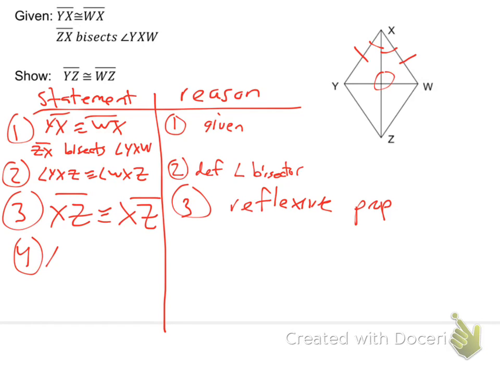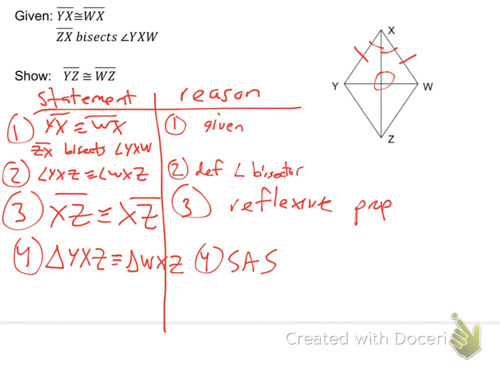Side, angle, side. Triangle YXZ is congruent to triangle WXZ. And what's the reason? Side, angle, side. Guys, we have a side, an angle, and then a side that's shared.